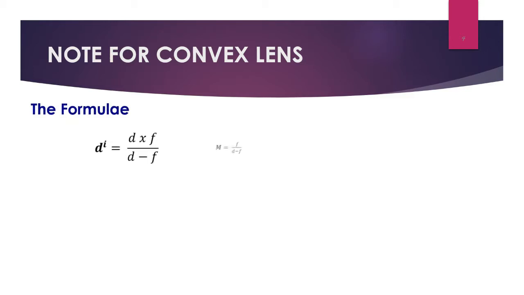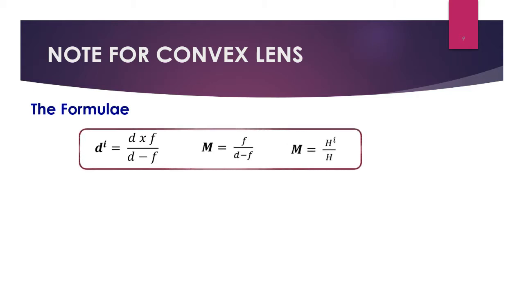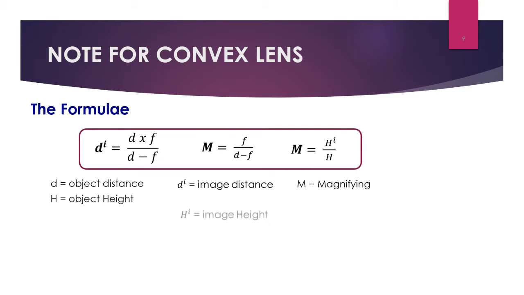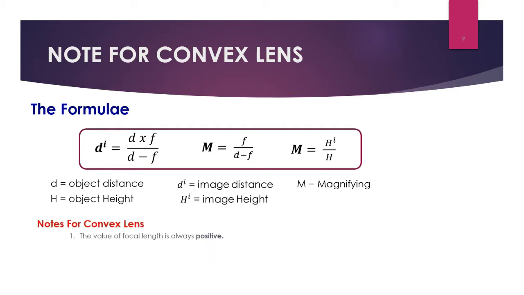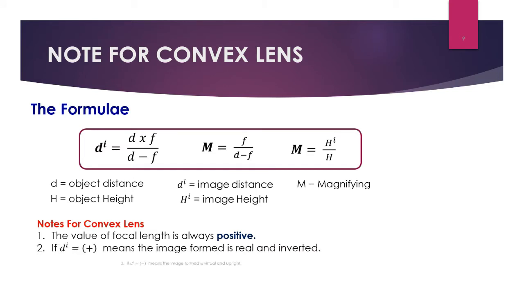Note for convex lens. The formula, D accent is D times F over D minus F. M equals F over D minus F or H accent over H. That's very clear. D is object distance, D accent is image distance, M is magnification, H is object height, and H accent is image height. Note for convex lens, focal length is always positive. If D accent is positive, it means the image formed is real and inverted, otherwise negative, virtual, and upright.